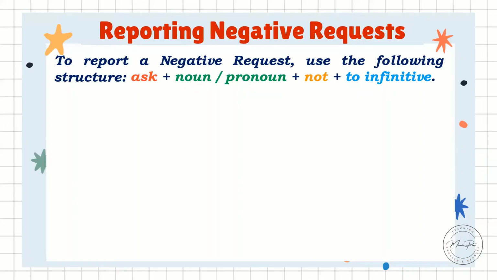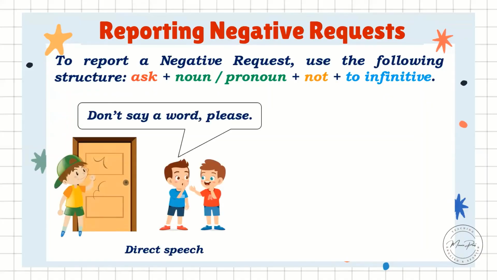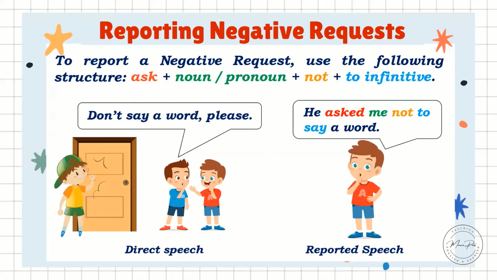Now, how can you report negative requests? To report a negative request, you use the following structure. The verb ask plus noun or pronoun plus not plus to infinitive. For example, direct speech, "Don't say a word, please." Reported speech, he asked me not to say a word.